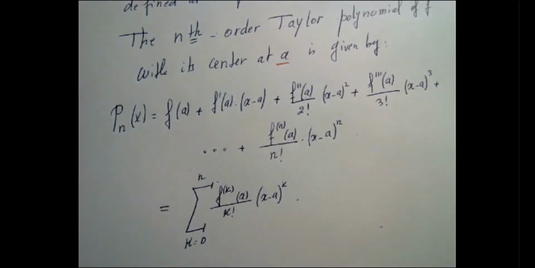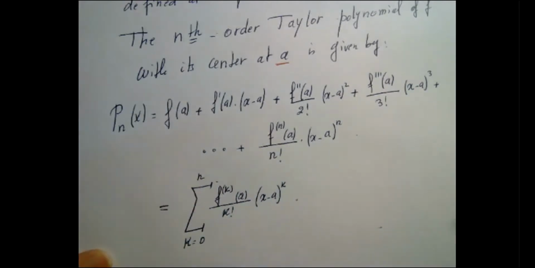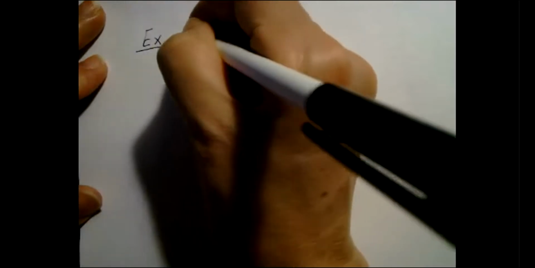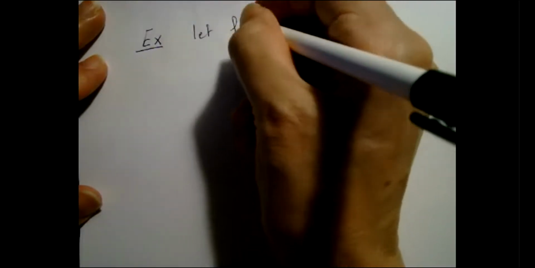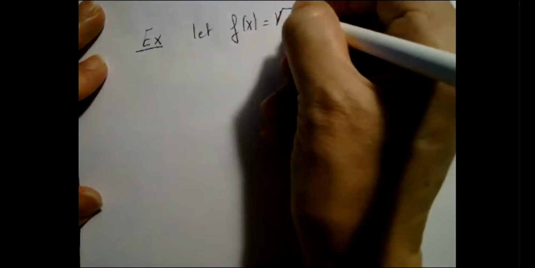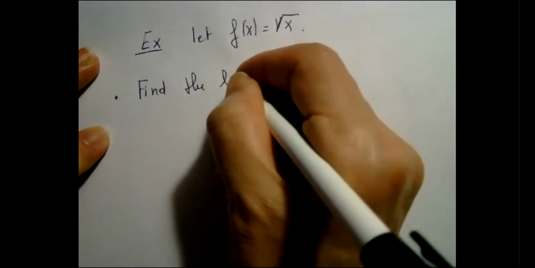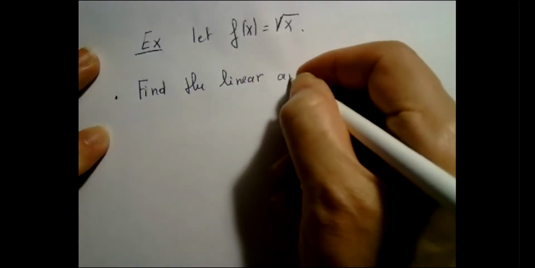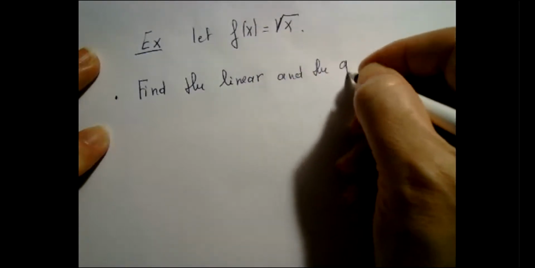Okay, so now we're going to go back to the function I started working with last Friday, and we take another example. Let's take the function f of x equal the square root of x, and find the linear, and this is what I did last time, I just write the answer, find the linear and the quadratic approximation of f.